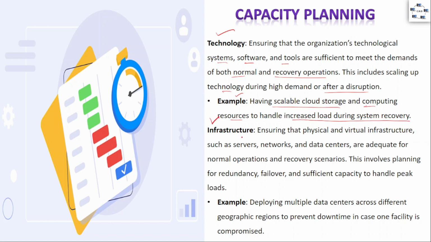And the third component is the infrastructure, ensuring that physical and virtual infrastructure such as servers, networks, and data centers are adequate for normal operations and recovery scenarios. This involves planning for redundancy, failure, and sufficient capacity to handle peak loads. So, as we were talking about the load during the holiday season, examples include deploying multiple data centers across different geographic regions to prevent downtime in case one facility is compromised.